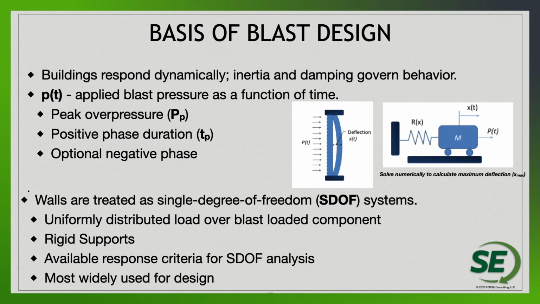So the applied pressure, PT in this case, becomes the forcing function. The equivalent mass is not the actual wall mass. It's an effective mass derived from mode shape participation. We apply the blast as a uniformly distributed load over the tributary width of the strip. This can usually be just 1 foot, because blast loads are assumed to act uniformly over rigid or semi-rigid wall panels.